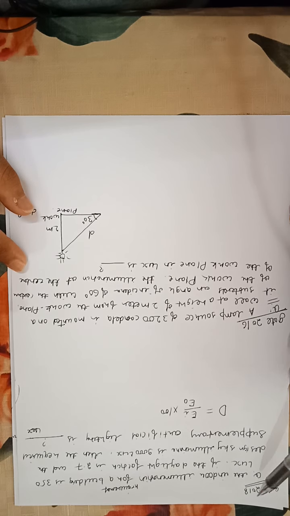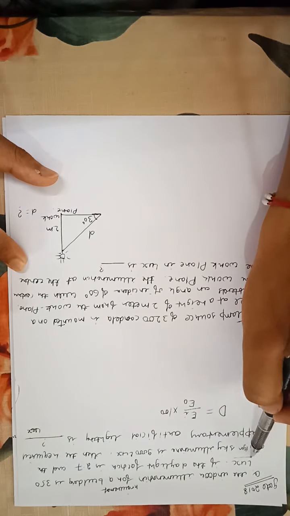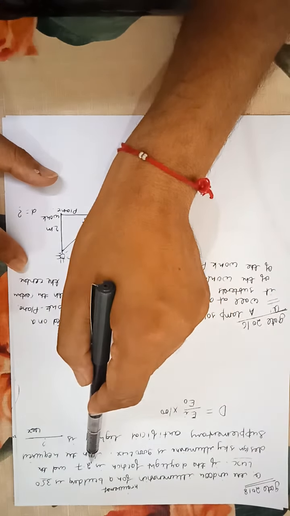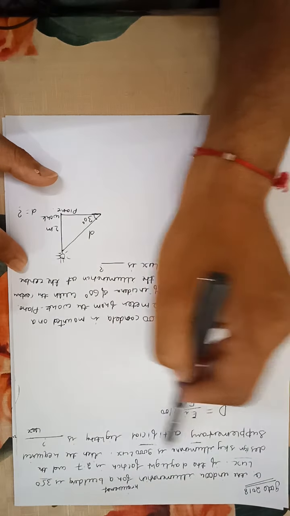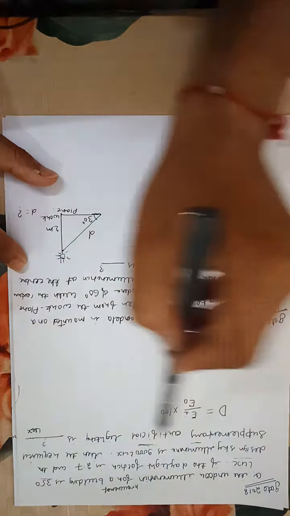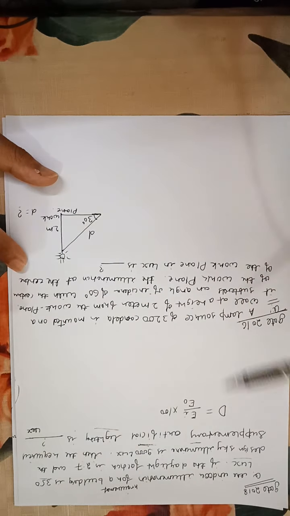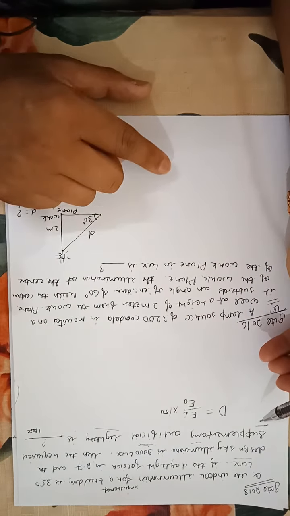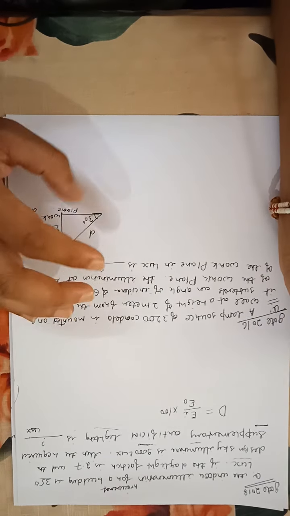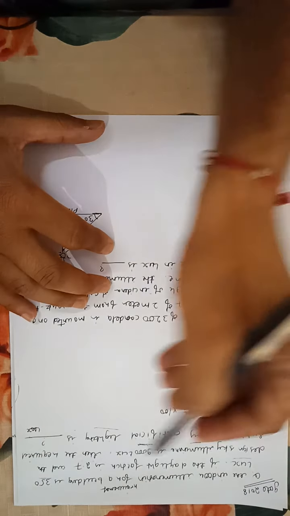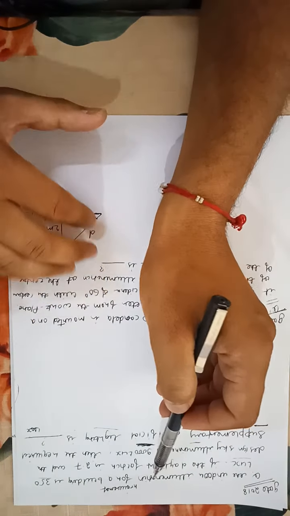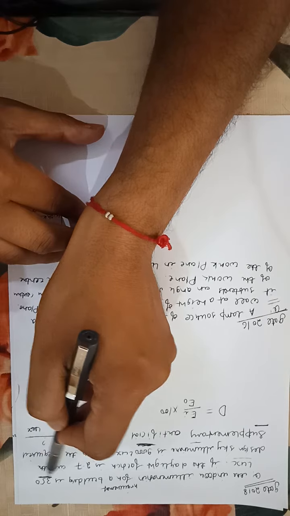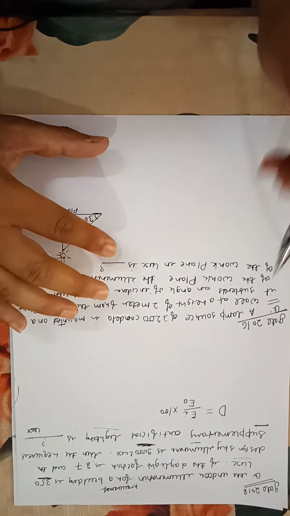GATE 2018 question. The indoor illumination required for a building is 350 lux. If the daylight factor is this much and the design sky illumination is already 9000 lux, then what is the required supplementary artificial lighting? Required supplementary artificial lighting means how much more we need now. So we have light coming into the room from outside, and we need 350 lux inside the room.